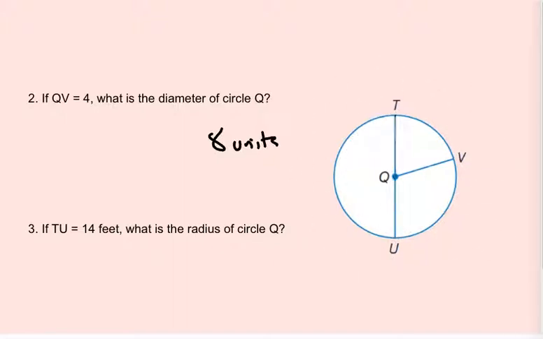Now, for number 3, if TU is 14 feet, so this thing is 14 feet, well, the radius is cutting that in half, so that makes this 7 and this 7. So the radius has got to be 7 feet.